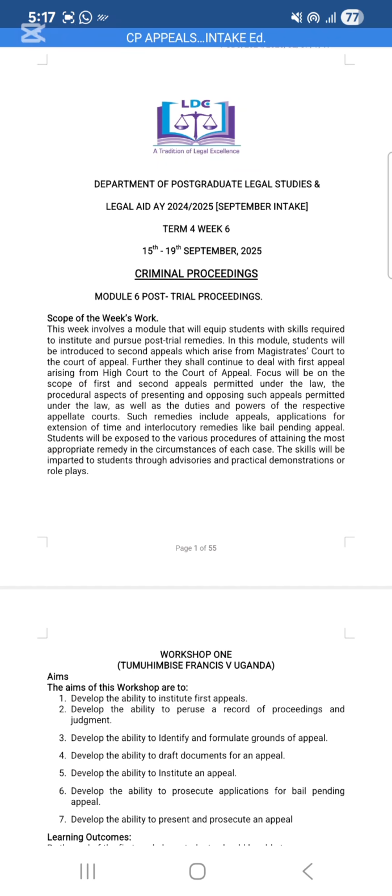If you understood appeals in the first week, then this one is going to be just a walkover, because it's just a repeat with a few modifications of what we discussed in the first week of criminal proceedings.